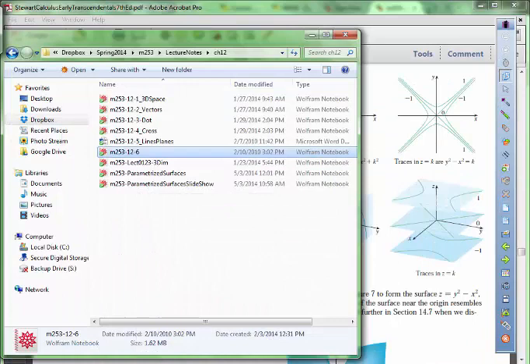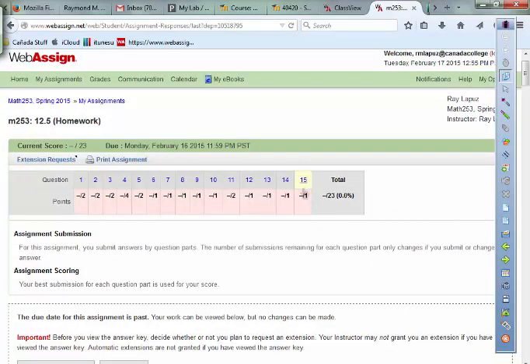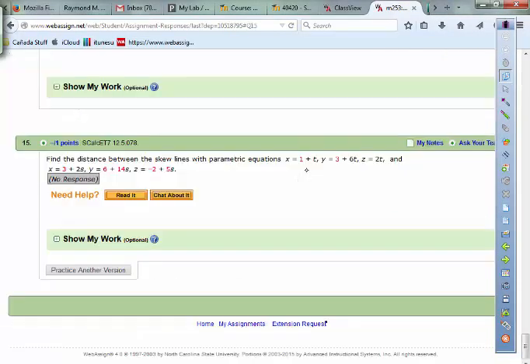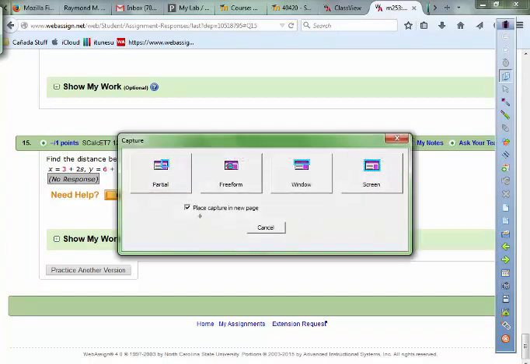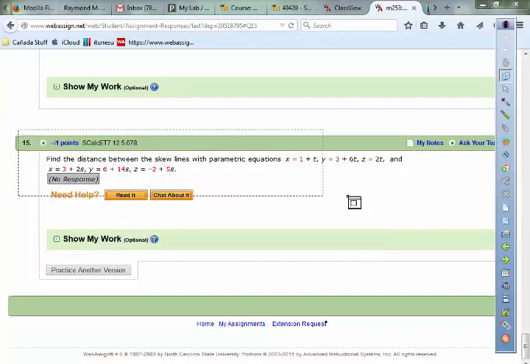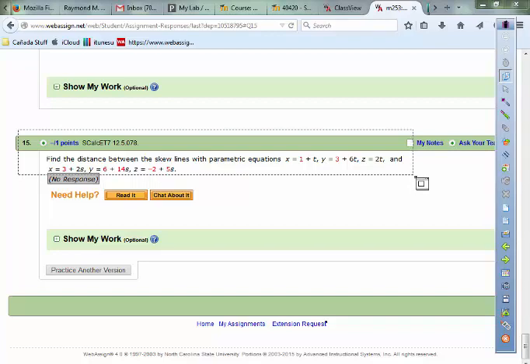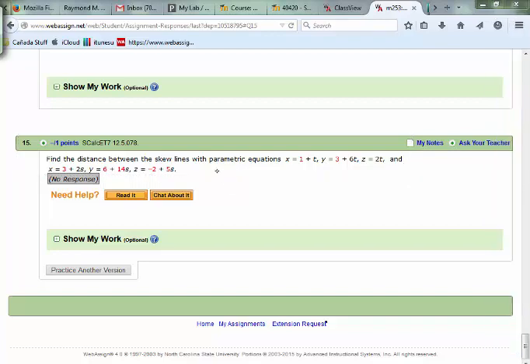Jessica wanted to take a look at a problem from 12.5. Are you guys familiar? Oh, she's not here. All right, well, let's see if we can figure this out.